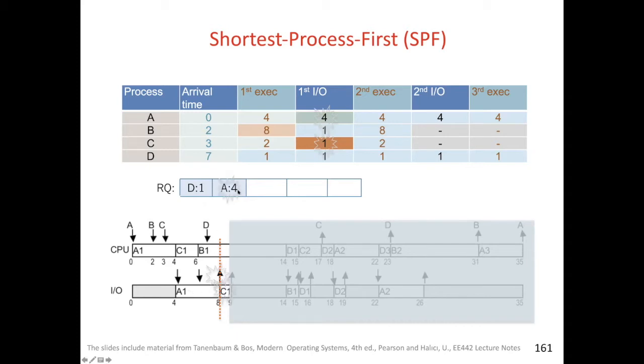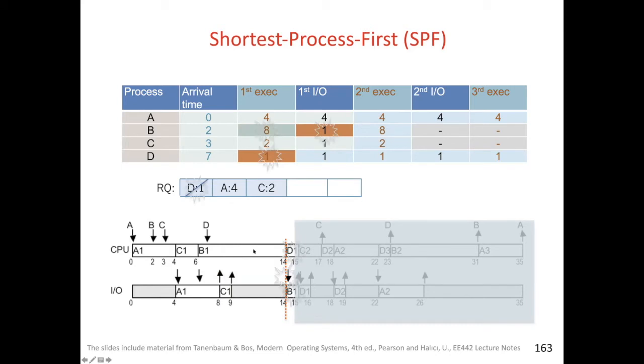Process A enters to the ready queue. We have D and A in the ready queue having next CPU burst, 1 for D and 4 for the process A. At 9, process C finishes its I/O operation and enters again to the ready queue with next CPU burst time being 2. At 14, process B finishes its first execution.